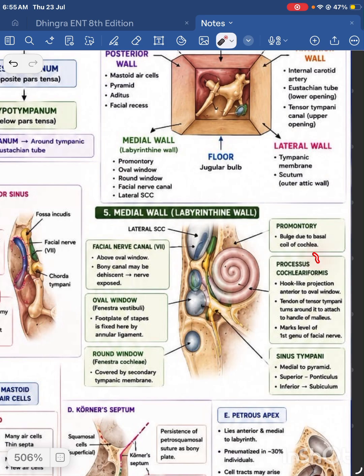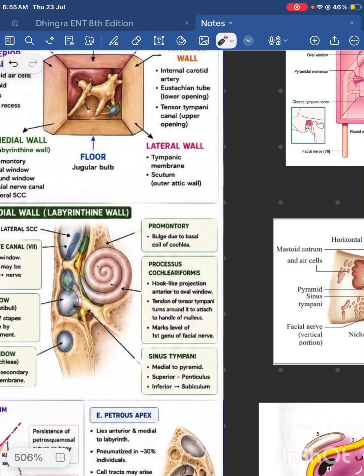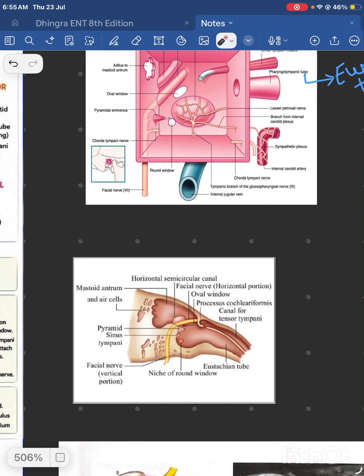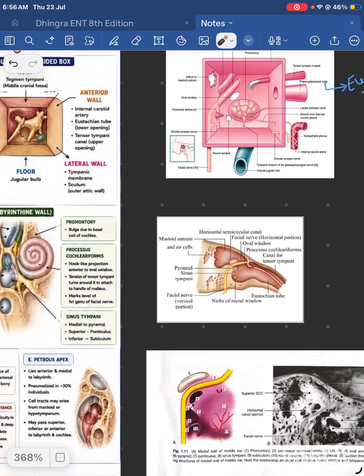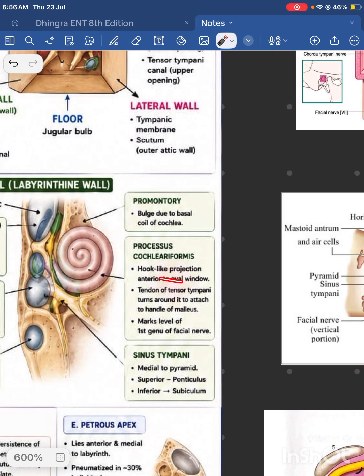Important thing, there is the processus cochleariformis. What is the processus cochleariformis? If you see this diagram, this is the processus cochleariformis. It's just anterior to the oval window. This is the facial nerve that is going. This is your oval window, this is the pyramid. This is the round window, and this is the processus cochleariformis. It is basically hook-like. It looks like a hook. So what is it? It is a hook-like projection anterior to the oval window.